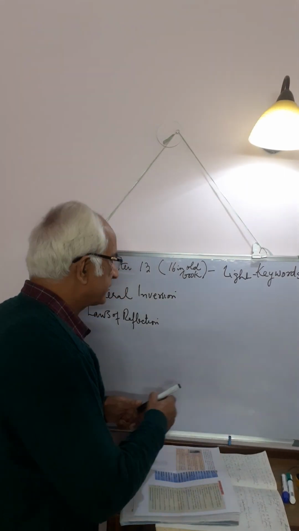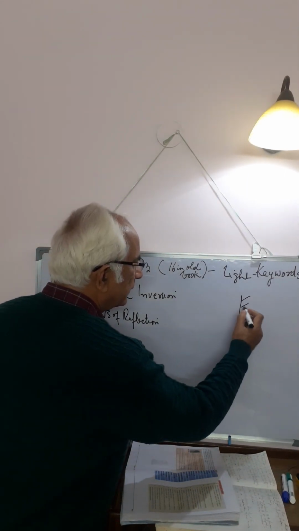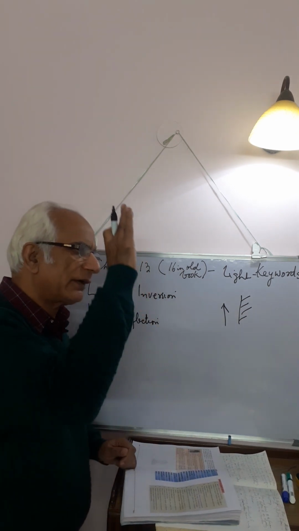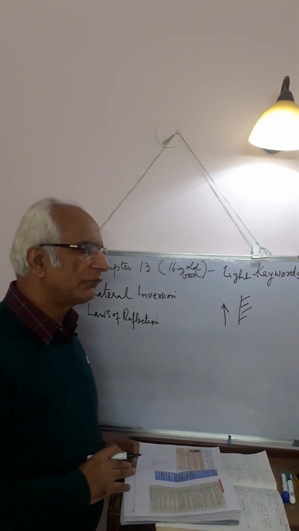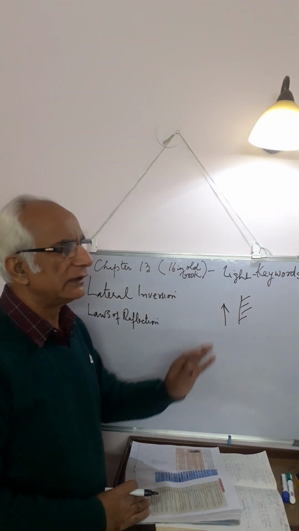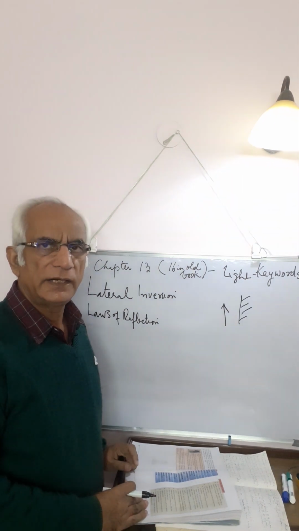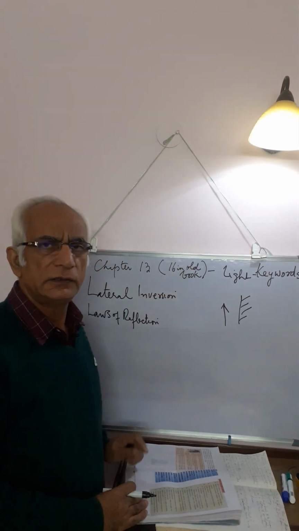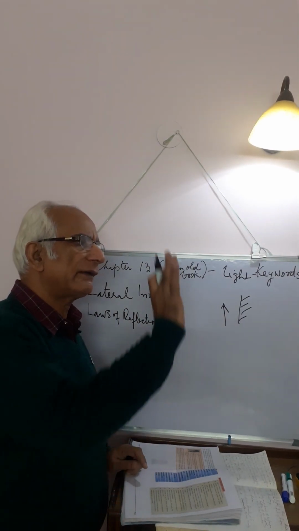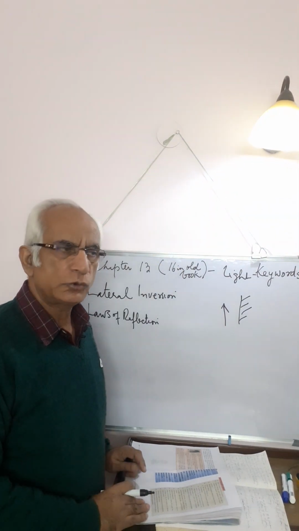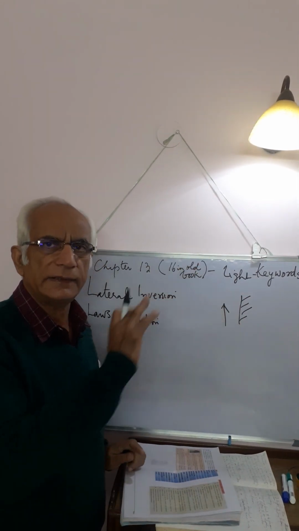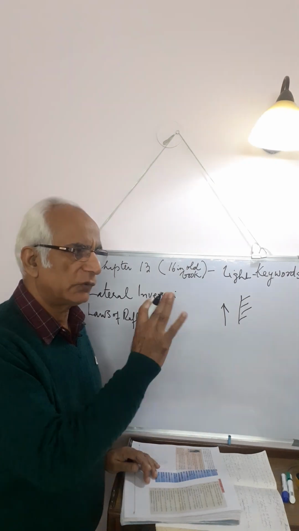So let us say we are standing before a mirror. You are standing here, and if you raise your right hand, you will feel as if the image in the mirror is raising the left hand. And if you raise the left hand, you will feel that the image in the mirror is raising the right hand. तो जो right side है वो left दिखाई देती है, left है वो right दिखाई देती है. This is called lateral inversion.